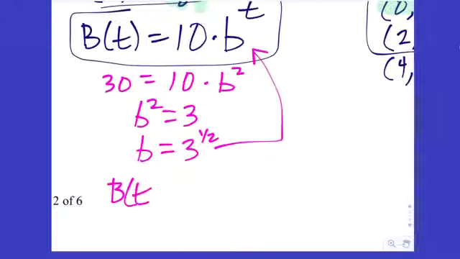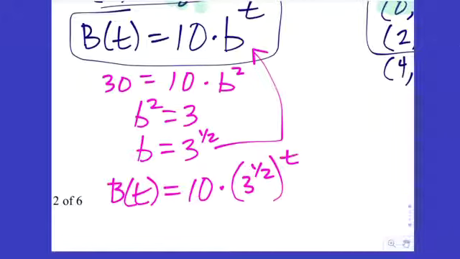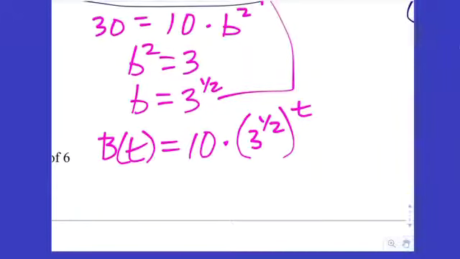So b of t is going to equal 10 times b, which is 3 to the 1/2, raised to the tth power. Now, we don't want to stop here because the way it's written, we still have our base as the square root of 3. So what we do is then absorb that fractional exponent into the exponent of the equation. And we combine the 1/2 and the t here by doing what? Add, subtract, multiply, or divide.